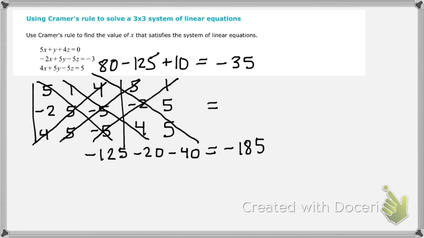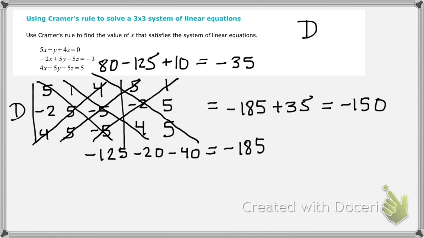And so the determinant is negative 185, the bottom number, minus the top number. So I'll be minus a negative 35, which will be plus 35. And that'll give me negative 150, right? That coefficient matrix, I'm just going to call that D. So I'm going to take that over here and say I've got D is equal to negative 150.